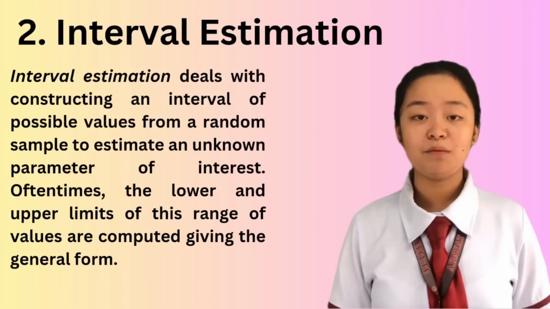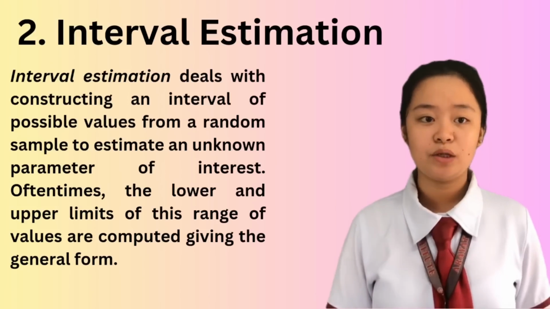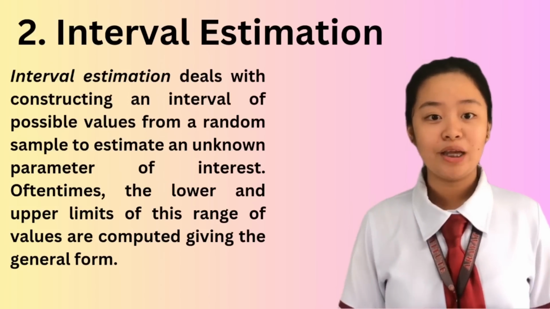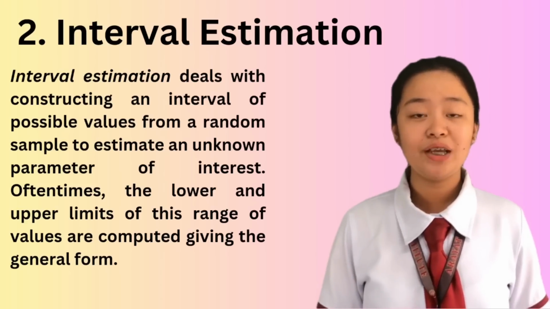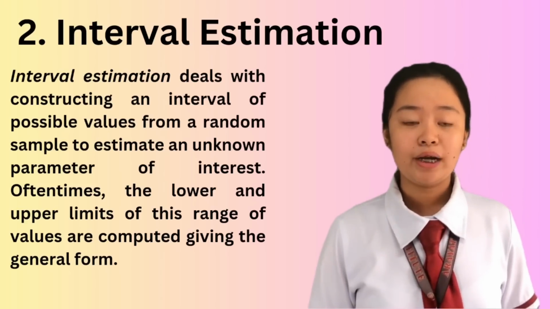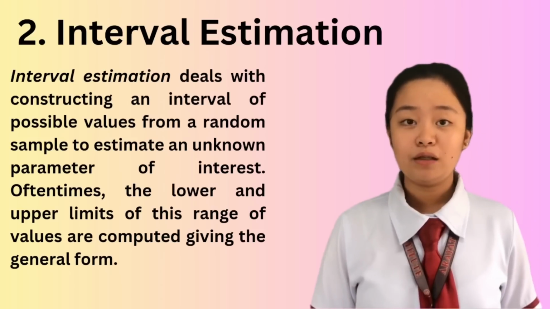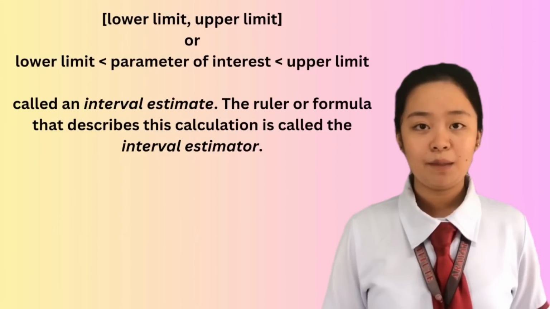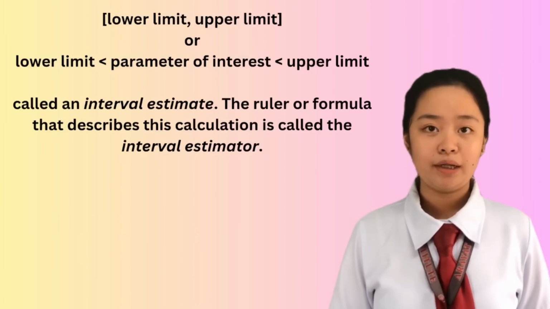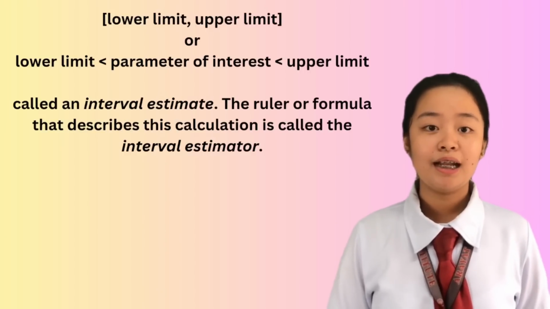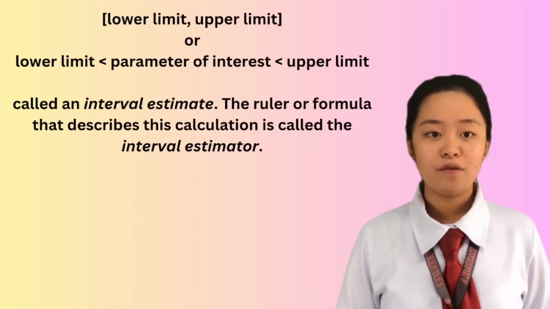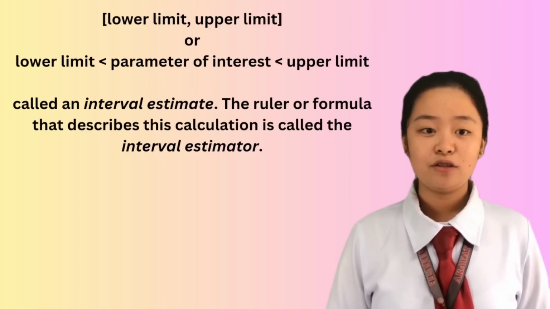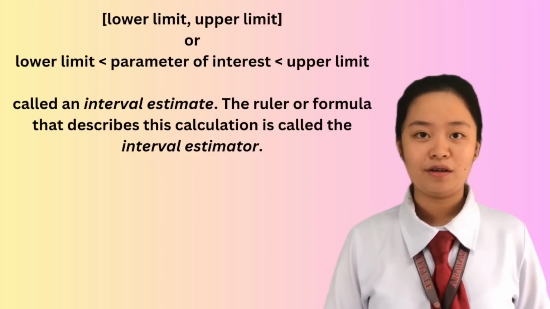Second, interval estimation. Interval estimation deals with constructing an interval of possible values from a random sample to estimate an unknown parameter of interest. Oftentimes, the lower and upper limits of this range of values are computed given the general form: lower limit < parameter of interest < upper limit, called an interval estimate. The rule or formula that describes this calculation is called the interval estimator.